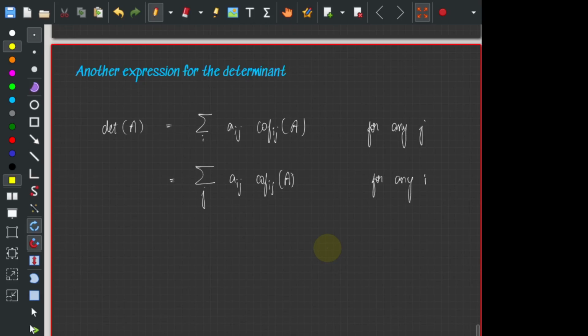Yeah, so the cofactor of the ijth element is minus 1 raised to i plus j times the minor, which is basically the determinant obtained by deleting the ith row and jth column. Correct? And you can write the determinant in terms of the cofactor expansion. Right? Either you can expand in terms of a row or in terms of a particular column.